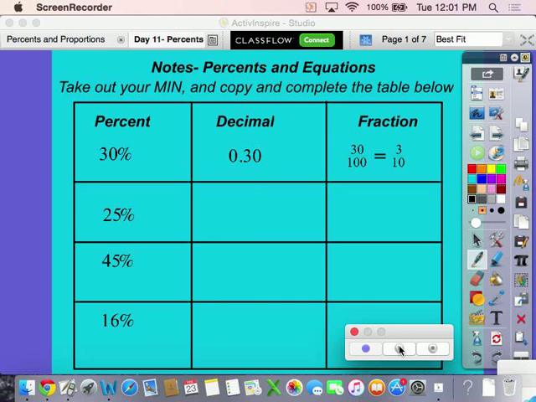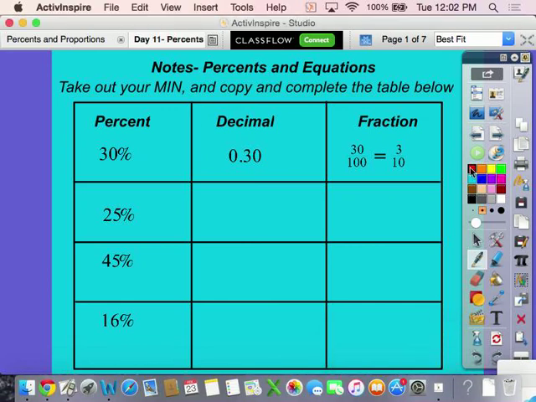All right, hi everybody. Today we're going to be looking at how to figure out percents, parts, and wholes, very much like we did yesterday using proportions, but today working with equations. So we're going to start with a quick exercise like you see in front of you, where we're going to be changing percents to decimals to fractions. So let's together take a look at the first example.